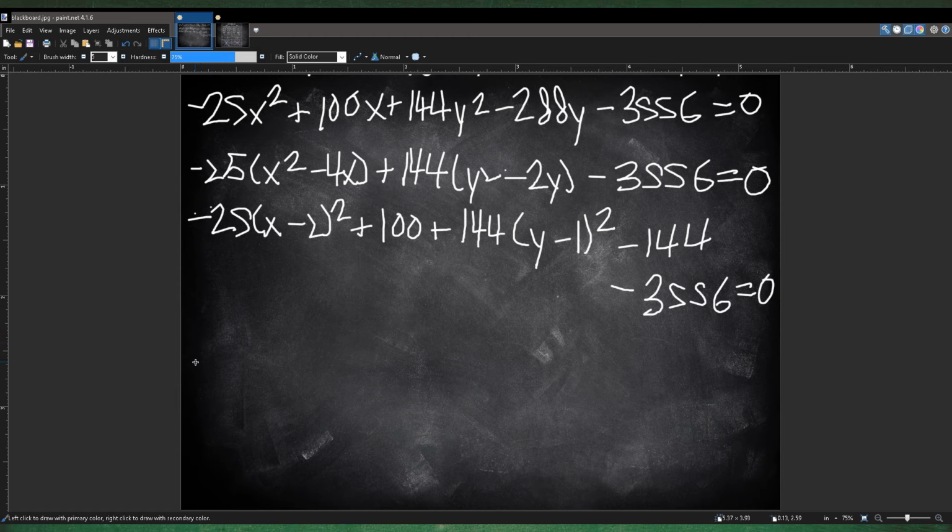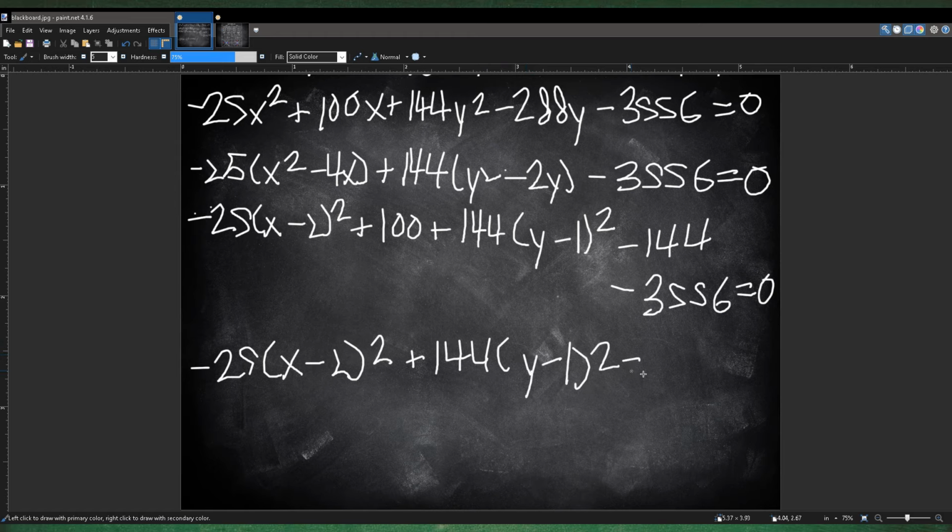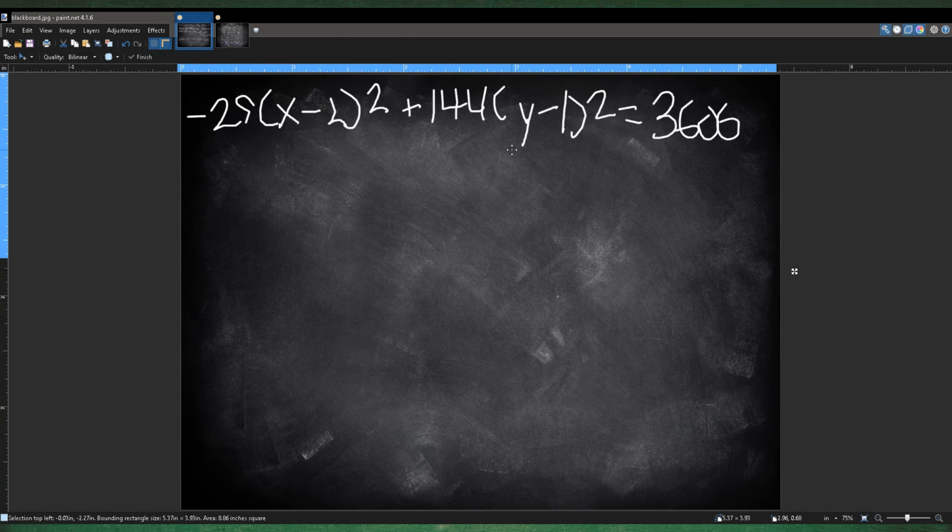And now you've got to move it all to one side, so you get negative 25 times (x minus 2) squared plus 144 times (y minus 1) squared is equal to 3,556 plus 144 minus 100, which is 3,600. Okay, so far you have these steps. Let's move this up so we get a little bit more room.